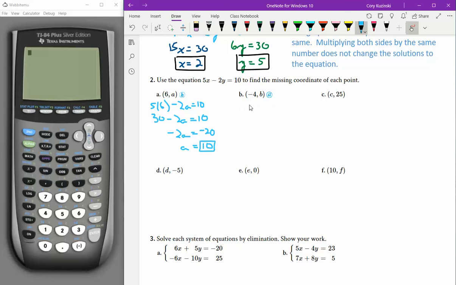Same idea here. Plug negative 4 in this time. This is going to be pretty repetitive. So 5 times negative 4 minus 2 times y, which is b this time, equals 10. So that's negative 20 when we multiply. Add 20 to both sides, we get 30. And divide both sides by negative 2, we get negative 15.